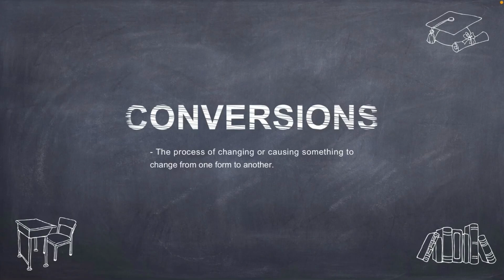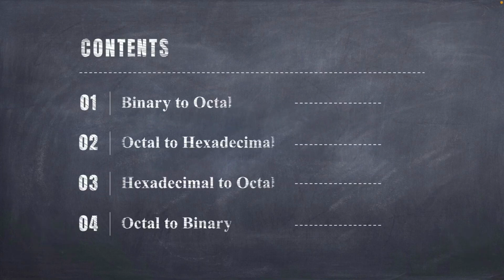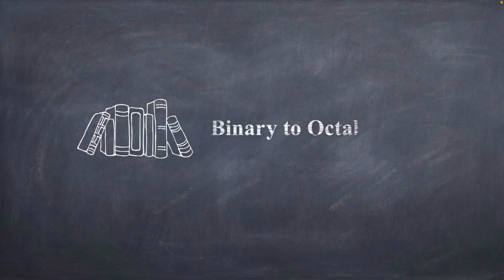So, ayun. Ang topic natin ngayon ay about sa conversions. So, sabi dito, it is a process of changing or causing something to change from one form to another. Syempre, napaka-basic sa by the word conversions, to convert. So, ang mga ituturo ko sa inyo ay binary to octal, octal to hexadecimal, hexadecimal to octal, and octal to binary. So, punta tayo sa binary to octal.